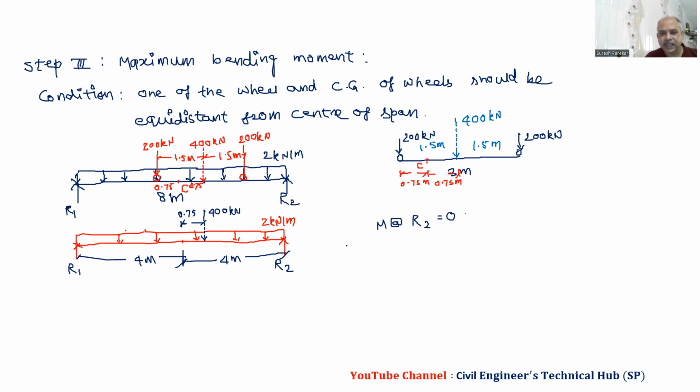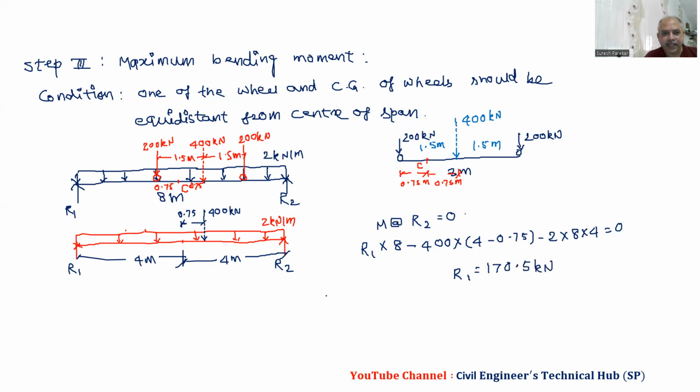And then we will get R1 into 8 minus 400 into 4 minus 0.75 minus 2 into 8 into 4, which is equal to 0. And if we calculate this value of R1 divided by 8, this reaction comes 170.5 kilonewton.